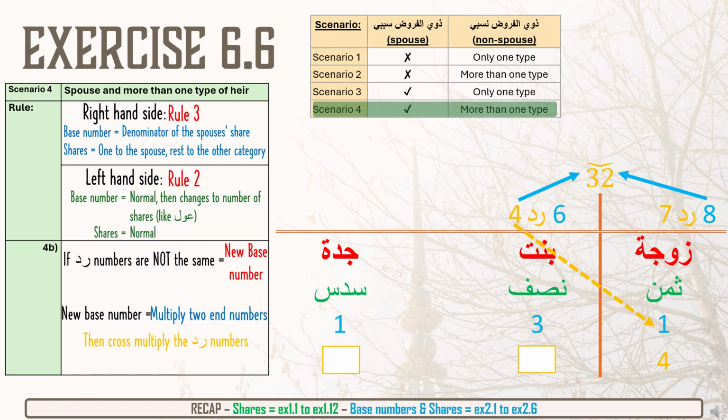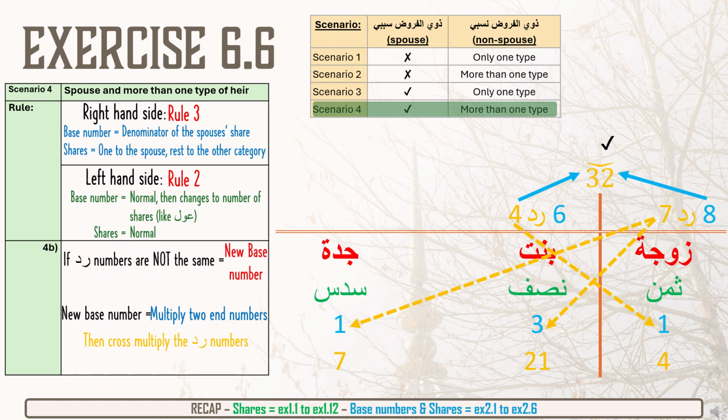For the numbers on the left hand side, we will multiply them by the Radd on the right hand side. So that 3 for the daughter will be multiplied by the 7, the Radd on the right, and will become 21. And the 1 for the grandmother would also be multiplied by the 7, the Radd from the right hand side, and it will become 7, as you can see with the two arrows. So in summary, the base number will be 32. So I'll put a tick there.